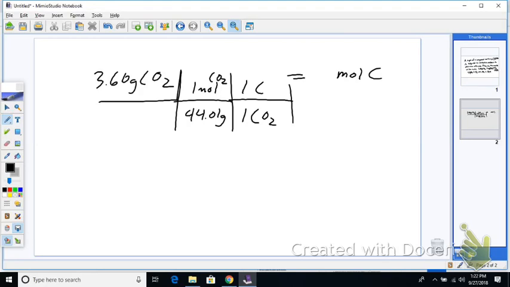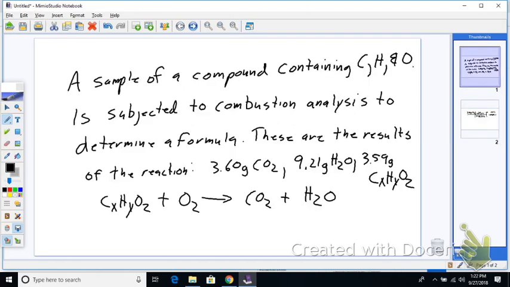So how many moles did we get? 3 digits. 0.0818. 0.0818 moles of carbon. So look at this. That's how many moles you have here. So you kind of see what we're getting up to now. We're gonna get mole ratios here, and then we're gonna take the smallest one.